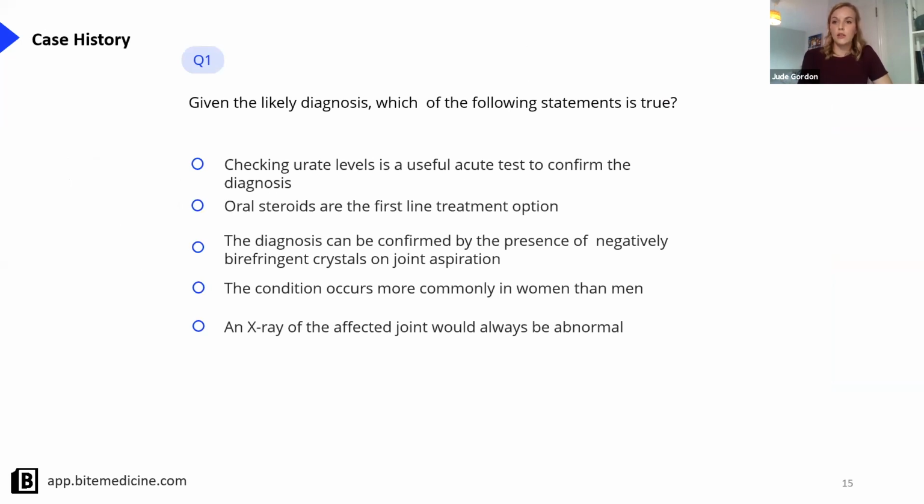Given the likely diagnosis here, which of the following statements is true? So we've got checking urate levels is a useful acute test to confirm the diagnosis. Oral steroids are the first-line treatment option. The diagnosis can be confirmed by the presence of negatively birefringent crystals on joint aspiration. The condition occurs more commonly in women than men, and an X-ray of the affected joint would always be abnormal. So have a go at that now.